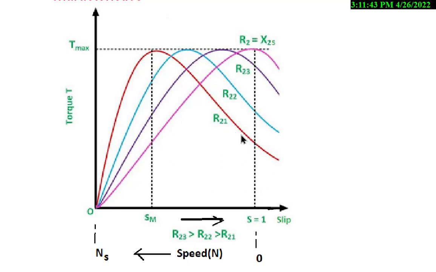So when the R21 is used, that is less resistance is used, the starting torque is only from here to here. If the rotor resistance is increased to R22, the starting torque increases from here to here. Similarly, if the rotor resistance is further increased, in that case the starting torque increases further, that is from here to here. If the rotor resistance is further increased, we obtain the starting torque which is also equal to the maximum torque like this.